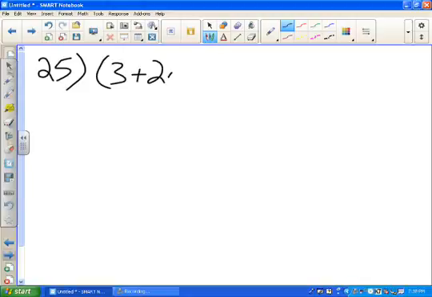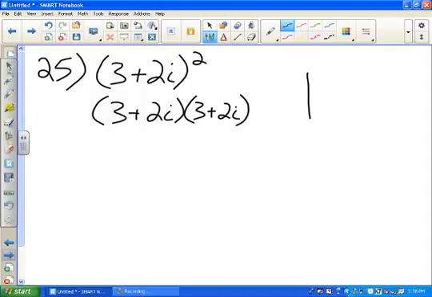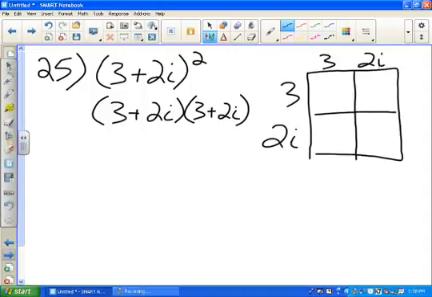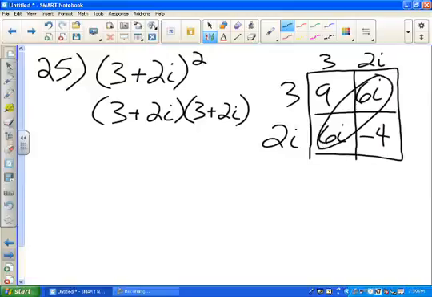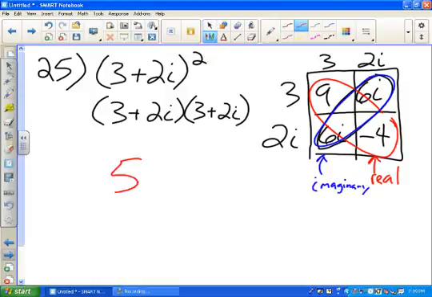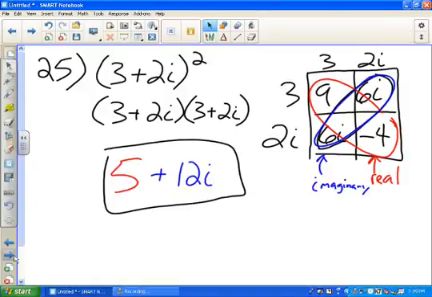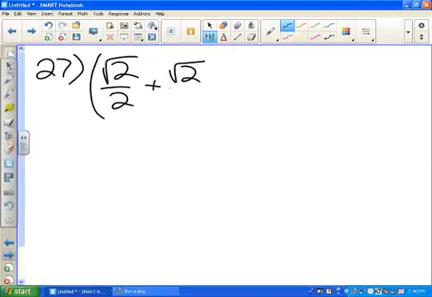For the next problem, number 25, we're asked to square a complex number. So I like to use the grid method so I don't forget stuff. So 3 times 3 is 9, 3 times 2i is 6i, 2i times 3 is 6i. Now this next number we have to be careful because 2 times 2 is 4, i squared is negative 1, so we end up with negative 4. Here we combine the real terms with the imaginary terms, and we get 5 plus 12i. Remember that negative 4 is negative because you have the i squared component.